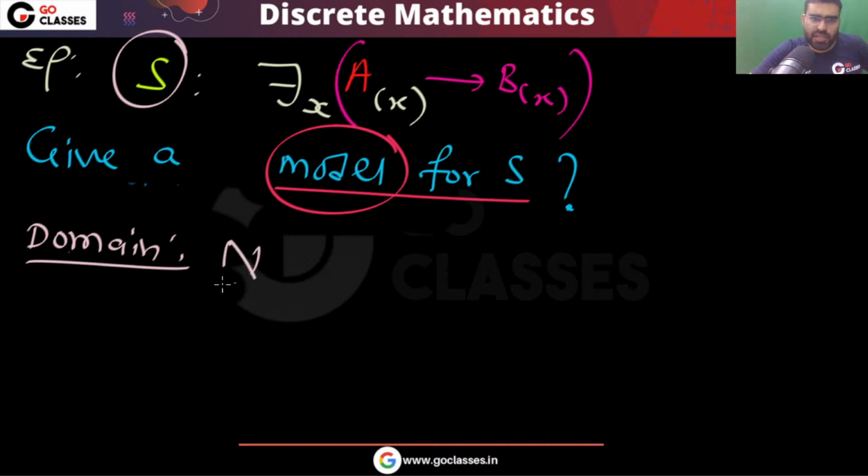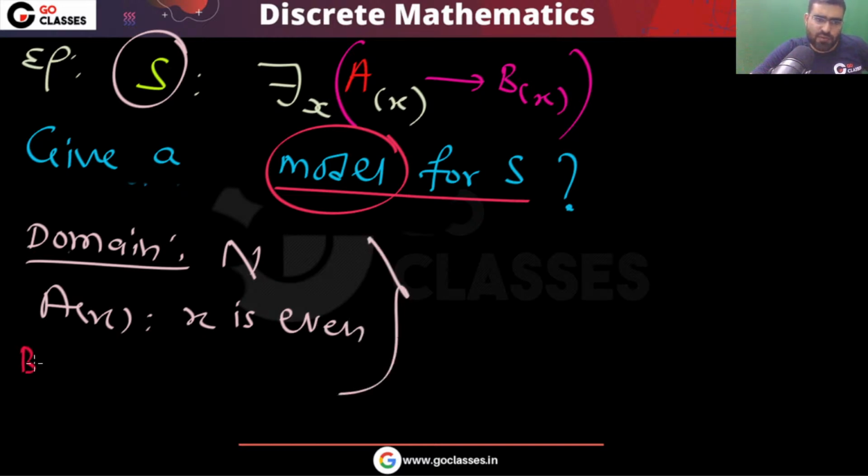So what you can do, you can take the set of natural numbers, and this ax you can make like x is even. That's it. This is enough. Of course, I can give you bx. Bx can be anything. For example, bx can be like x is prime.